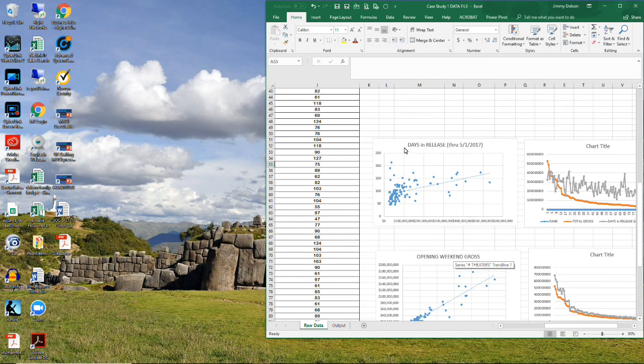However, look at days in release. And this is where some of you made a mistake. I just want you to see this so you can avoid falling into this trap later on. So, we did the scatter plot of gross versus days in release. We get this, and if you draw a simple trend line in there, it looks like there's a positive relationship. Who knows?